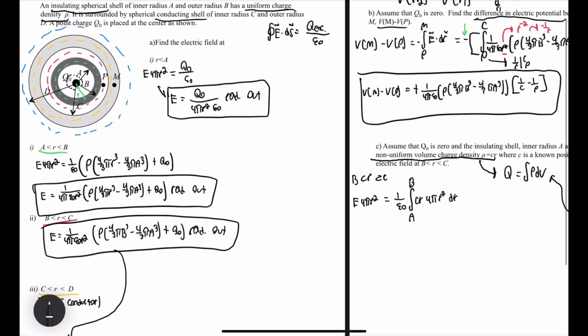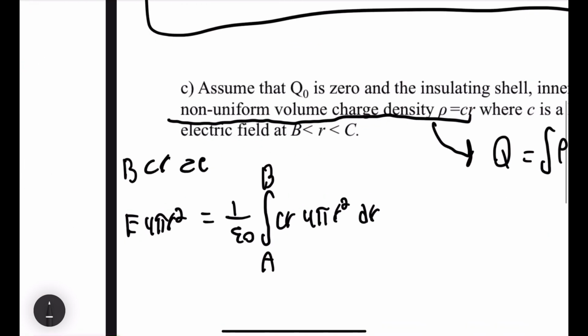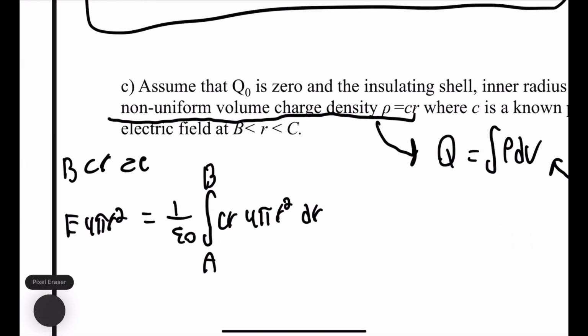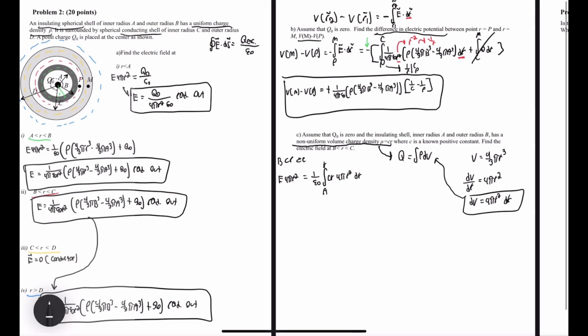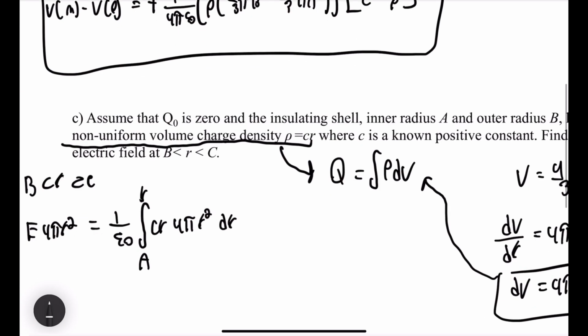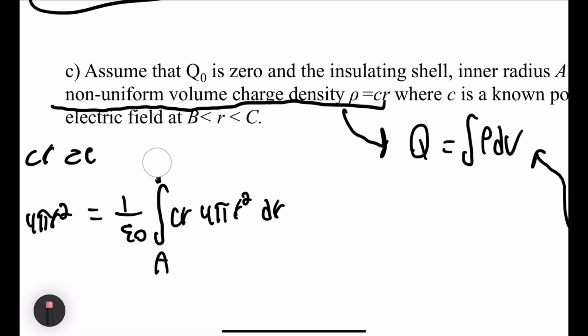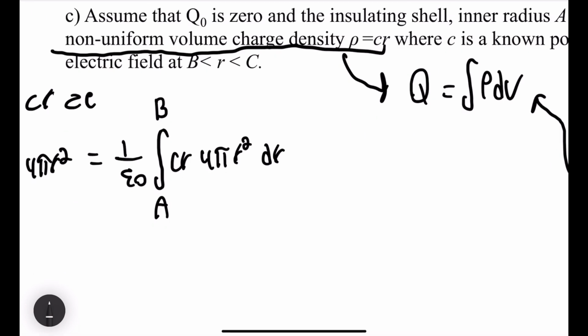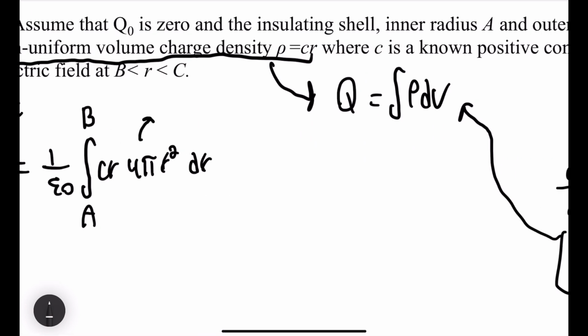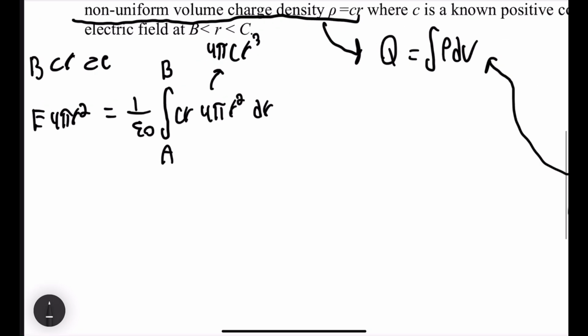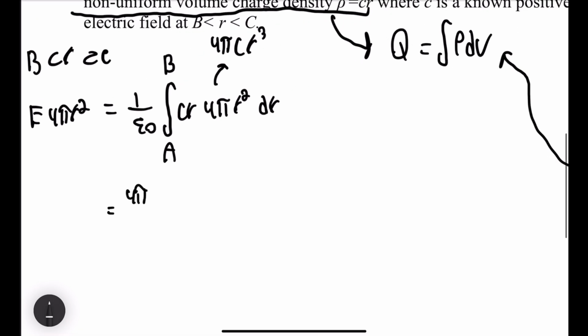If the problem instead said to get the region between A and B, the only thing that would change is our integral will go from A to an arbitrary point R. Right? Because we're not covering the entire shell, we're only covering part of it. But in this case, we're between B and C, so we are getting the whole insulating shell. So we're going from A to B. So if I simplify this a little bit, I get 4 pi C r cubed, right? So I can pull out the constants. So I can pull out the 4 pi C over epsilon naught. So now I'm just integrating from A to B of r cubed dr.